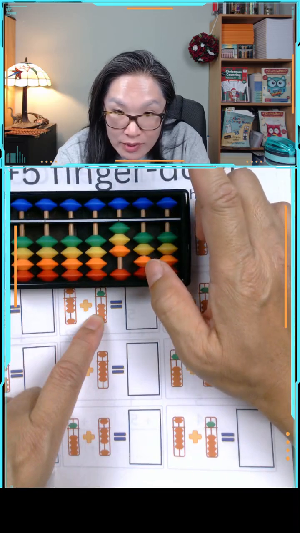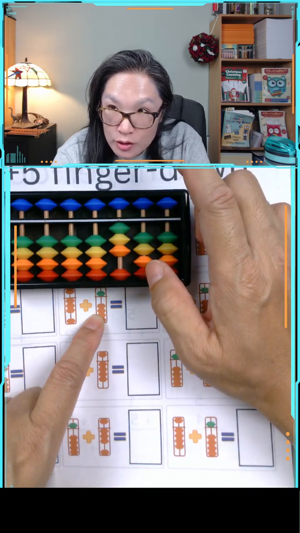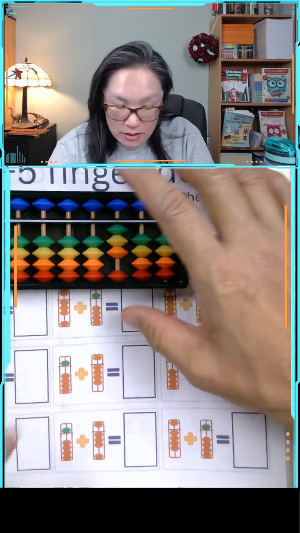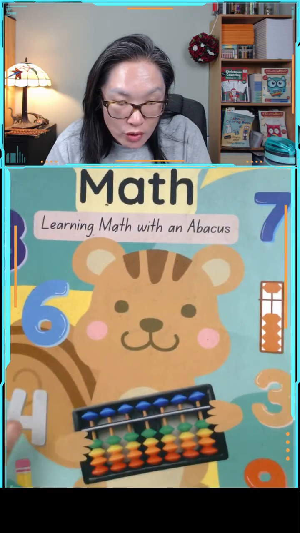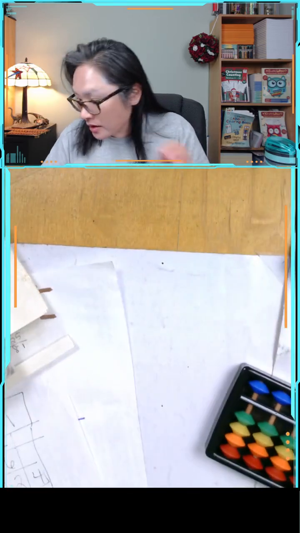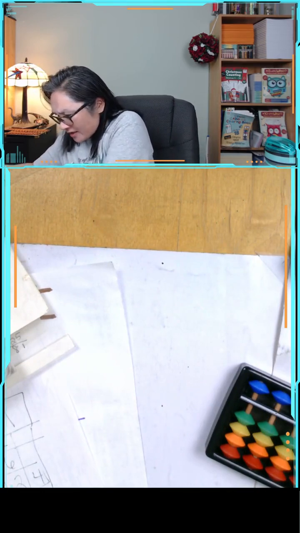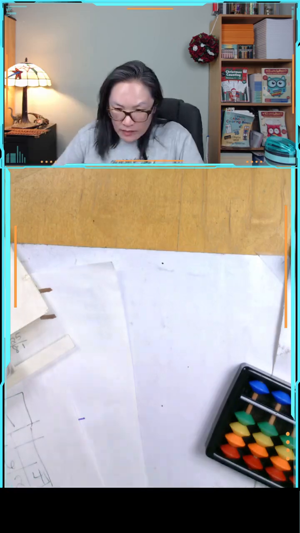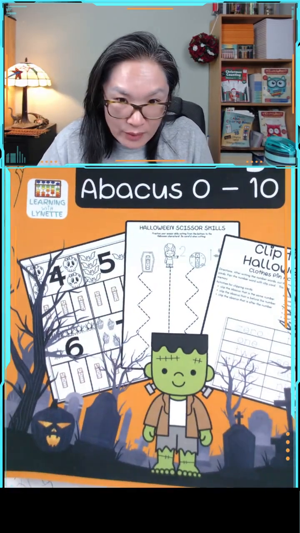Does the Halloween abacus come with the abacus? You can order it with an abacus, yes. Just so you know, that one is only adding, not even adding. That one is just looking at the numbers. So here's a little flip through of that one.